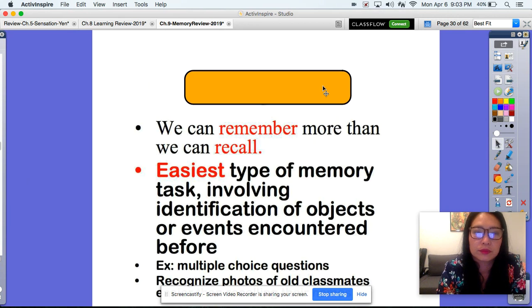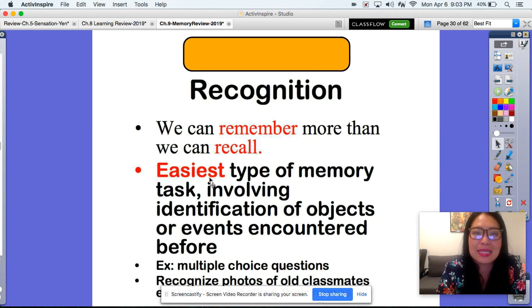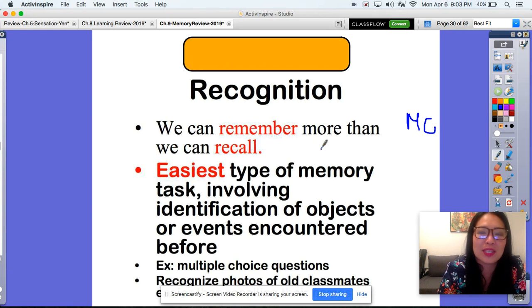Here we go. Recognition is going to be the easiest type of memory task. So you being able to recognize someone's face is going to be way easier than you recalling their name and pulling it from thin air. That's why a lot of us like multiple choice questions, even though they're not testing you on that this year, which is also kind of annoying. But we like multiple choice because the answer's there. You just have to be able to recognize it and use context clues to figure it out.